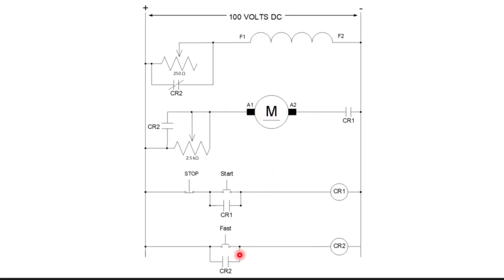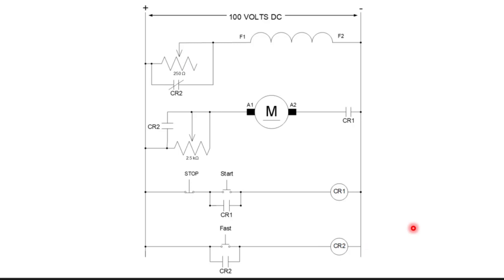But if I want to go into fast mode and I push this, CR2 energizes and seals in, then here, this is going to close, allowing me to bypass this. So full current is now going through the armature. Up here, this opens up, and where this resistor was bypassed, now I'm able to control the field current with this variable resistor.